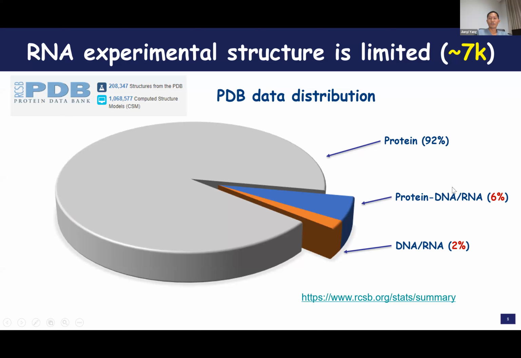For nucleic acids, we have DNA and RNA, and most of them are complexes with protein. By taking these two parts together, we can get about 80% for nucleic acid structures. But for RNA, it's much more limited, in total about 7,000. So it's very limited, and the problem is that these data are very redundant. After you remove the redundancy, you get only a few hundred non-redundant structures. So it's very limited RNA structure data.